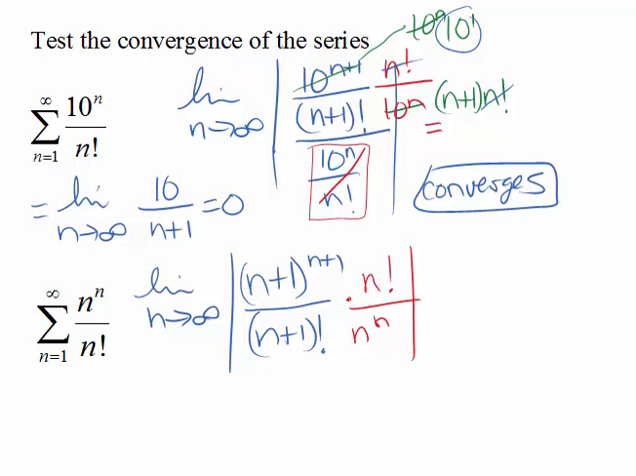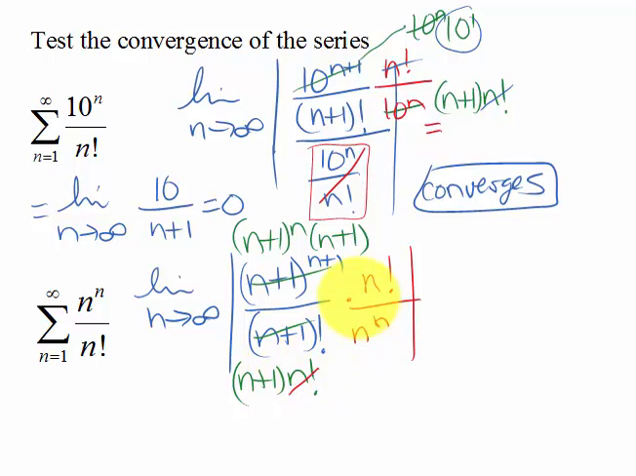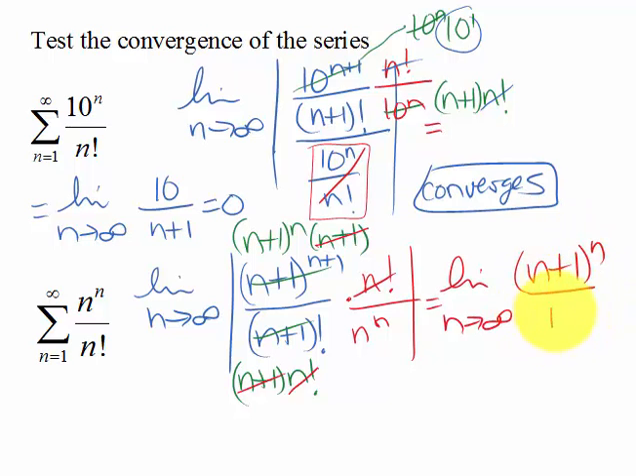So now let's see what we could do to simplify that. This is n plus 1 to the n times n plus 1. This n plus 1 factorial is n plus 1 times n on down. Now I look at that and see that the n factorials will cancel and the n plus 1s will cancel. So let's write down what we've got left. We have the limit as n goes to infinity of n plus 1 to the n over n to the n.